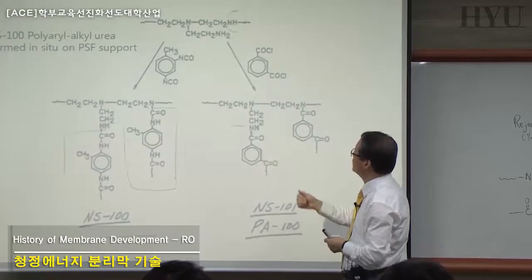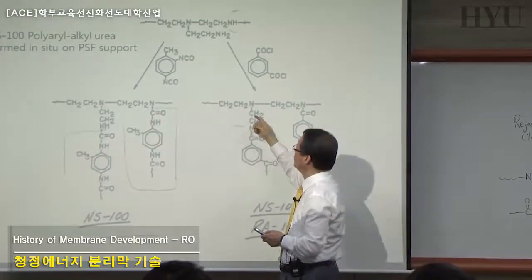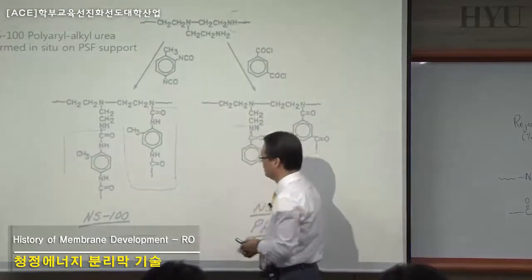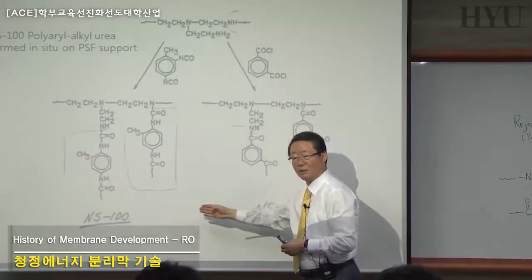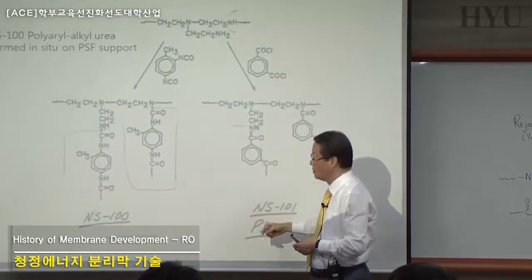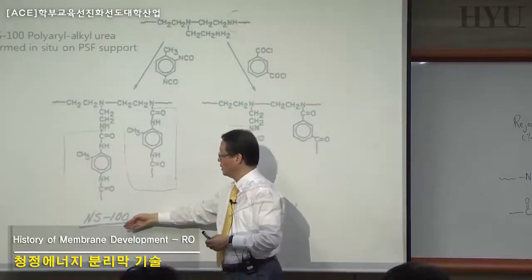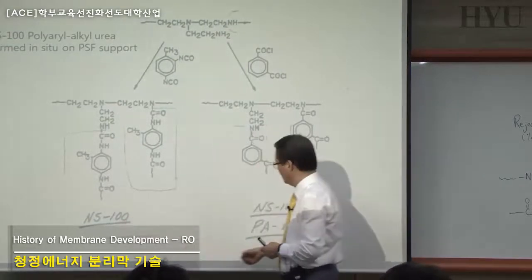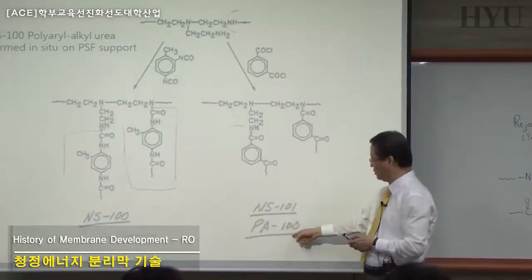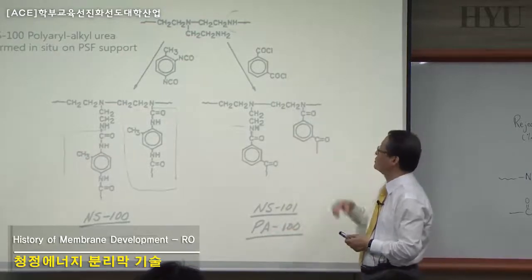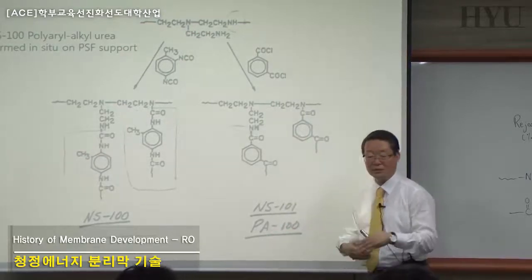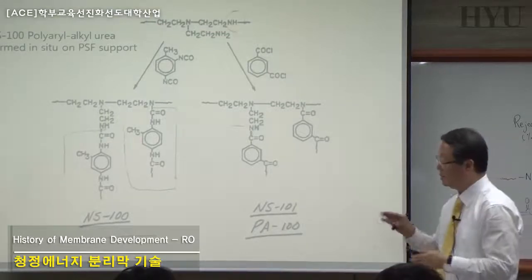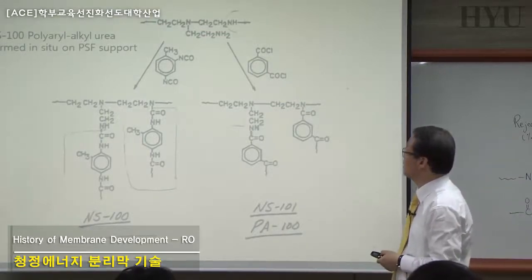So by using polyethylene imine reacting with the acid chloride or the similar, you know, isocyanate, you have a different series of polymers. So polyurea from ethylene imine with the TDI is NS100, and NS101 or PA100, or polyamide 100, is this chemistry. So they change this chemistry and make a different product. You can see a little bit of a change of the chemistry at the time.